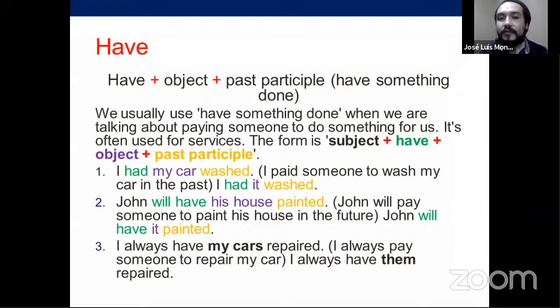Be sure that you're following the structure, please. It's have plus object plus past participle. That's going to be important to write there.